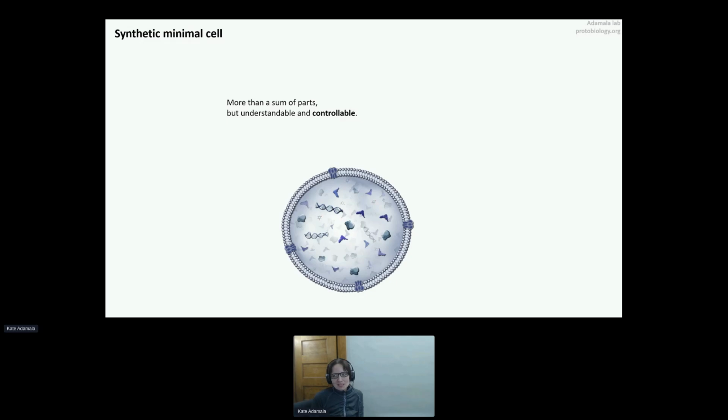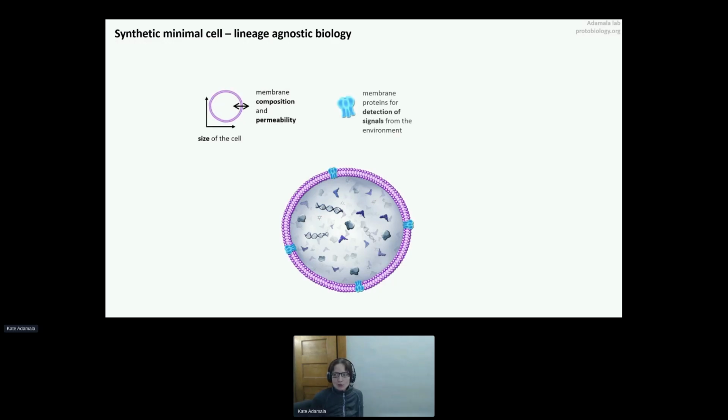To me, the best simple definition of a synthetic cell is something that's more than a sum of its parts. It's something that's still understandable and controllable, but we can actually look at every single molecule in that system. That brings me to the reason that makes this field the most attractive to me, which is you can control every aspect of a synthetic cell.